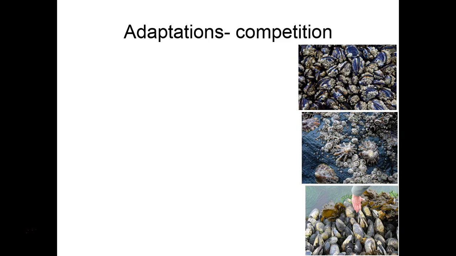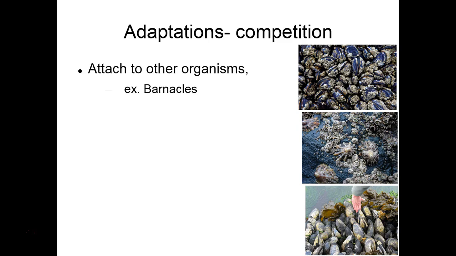Here's another biotic factor that organisms in the intertidal zone have to deal with. That's competition for space. So what kind of adaptations might they have for dealing with that? One is to attach to other organisms. For example, barnacles can be found all over other organisms. They can be found all over these mussels right here. I've found lots of crabs that have barnacles on them. Barnacles basically grow attached to anything that's hard.